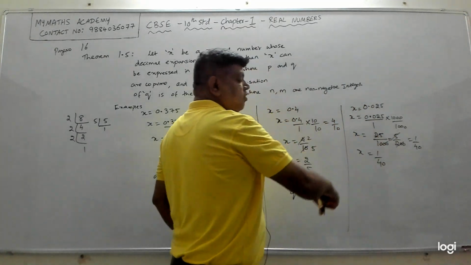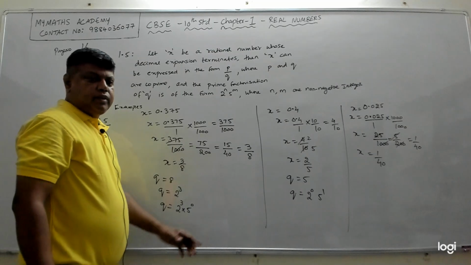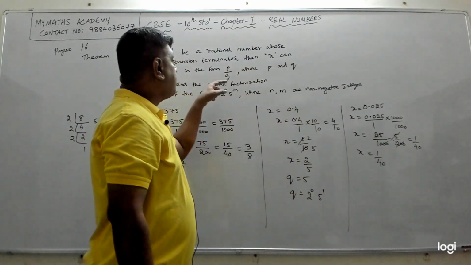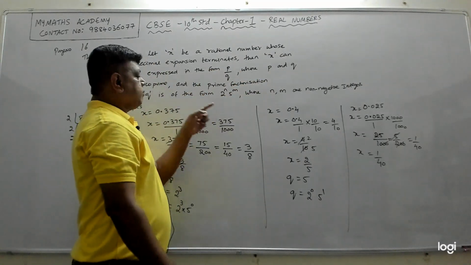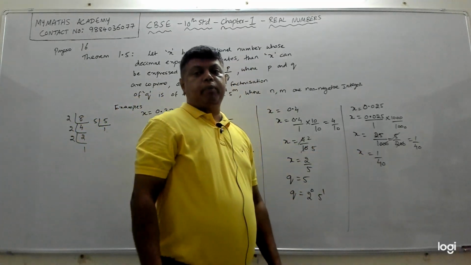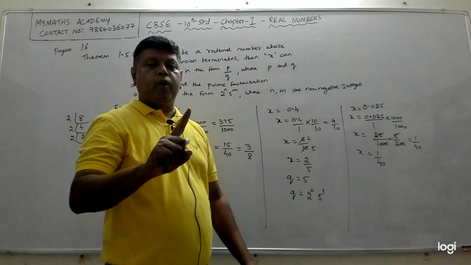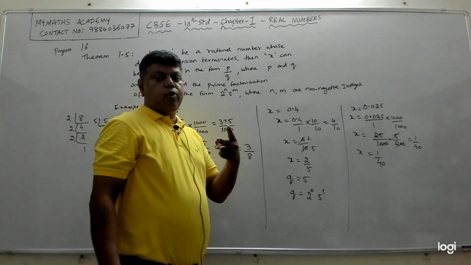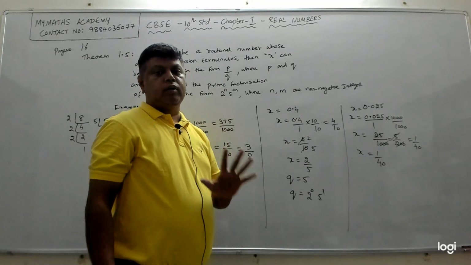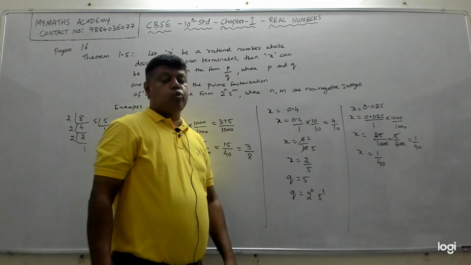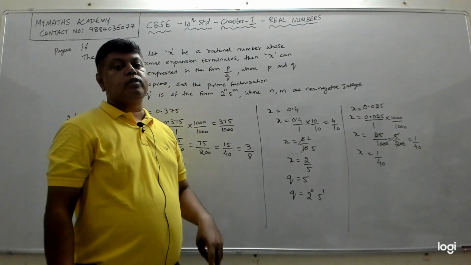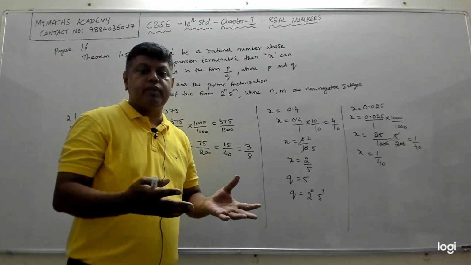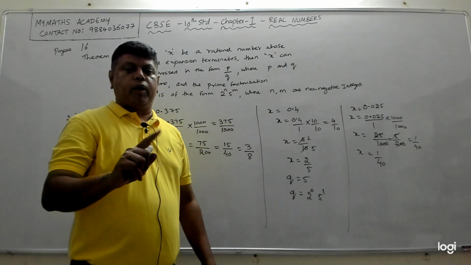I cannot simplify this further. Now this is the simplest form. Now x is expressed in the form of p by q, where p and q are co-prime, which means 1 and 40 are co-prime. No number will divide both 1 and 40 except 1. We call two numbers co-prime if their HCF is 1. The highest common factor between the two numbers is 1 means there is no number common to both except 1.